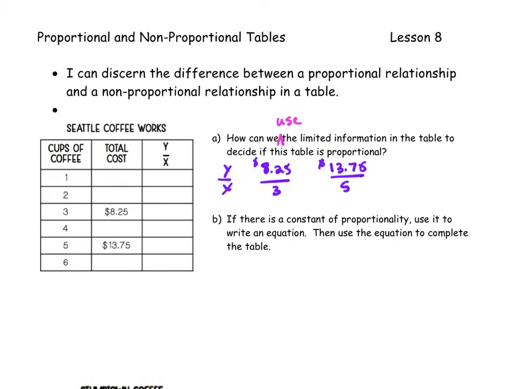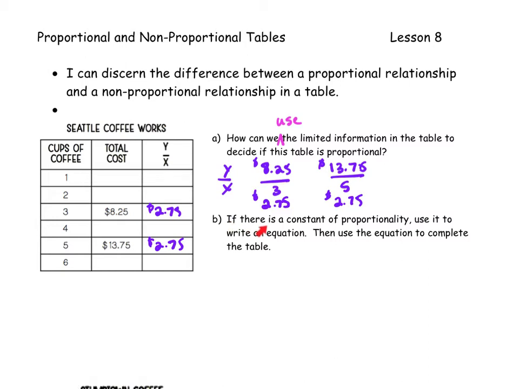So after we used our calculator, you should have had $2.75 per cup of coffee. And so this is the unit rate, and it's the same. So yes, when we used these two y over x values, we do have the same cost. So yes, this is a proportional table.